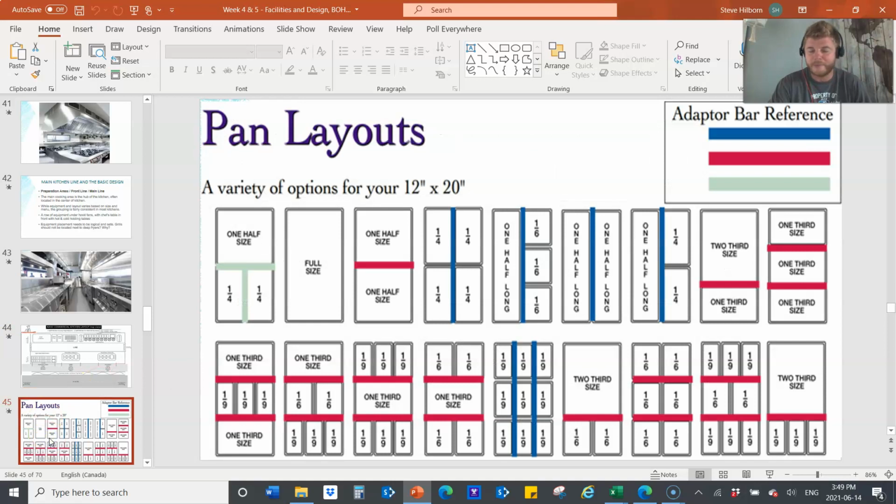This is just a slide about pan layouts. It's really not that important until you are a chef and you realize the importance of how you set up all of your pans. This is just something we would talk about in class, but I'm going to move on from that.